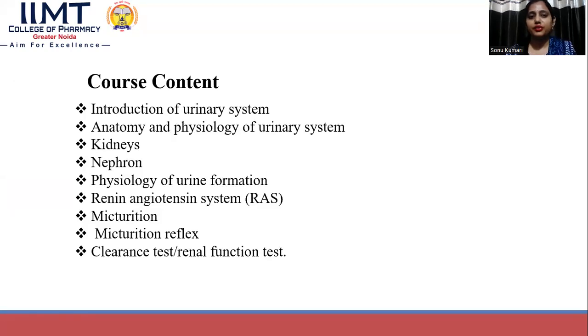Let's start with the course content. It contains introduction of urinary system, anatomy and physiology of urinary system, kidney, nephron, physiology of urine formation, renin-angiotensin system, micturition reflex, clearance test.